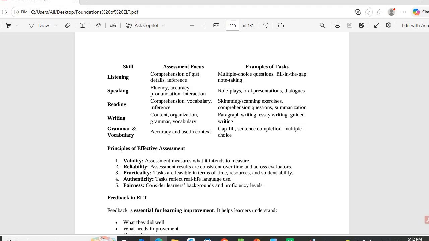Practicality: tasks are feasible in terms of time, resources, and student ability. Authenticity: tasks reflect real-life language use. Fairness: consider learners' background and proficiency levels. The assessment should be valid, reliable, practical, authentic, and fair. Okay?